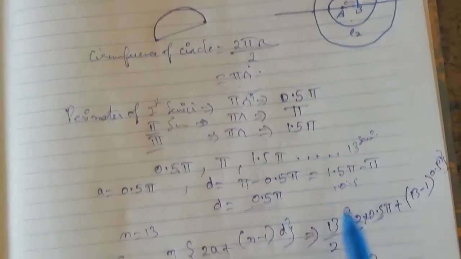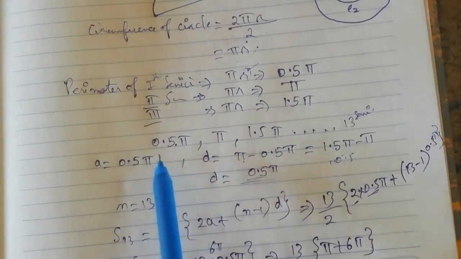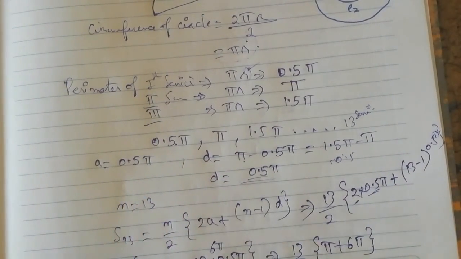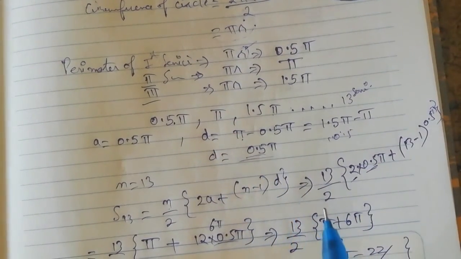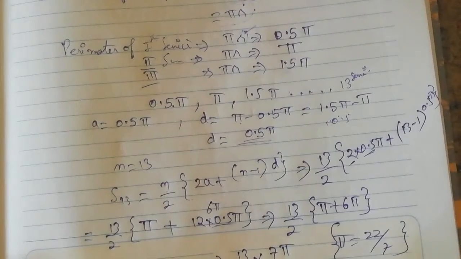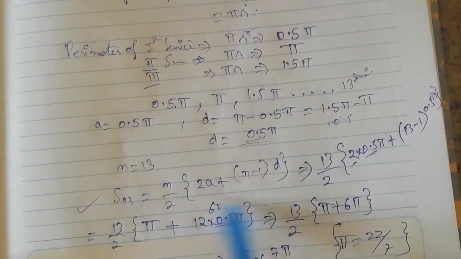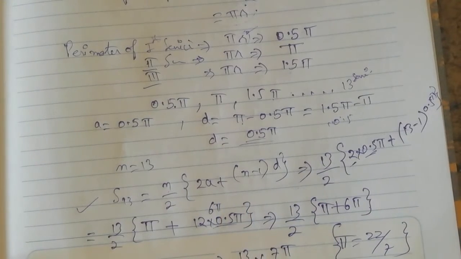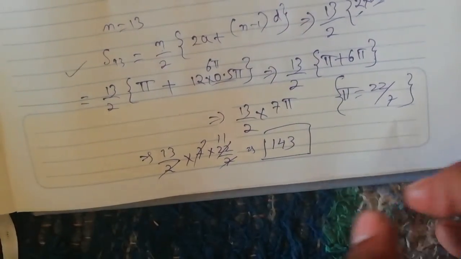So in this way we have the series. Here the first term is 0.5 pi, and we have calculated the common difference, which is also 0.5 pi, and we just use the formula for the sum of 13 terms. It is nothing but n by 2 into (2a plus (n minus 1) into d). We have put in the values of a, d and n, so here we have our answer as 143. Okay.